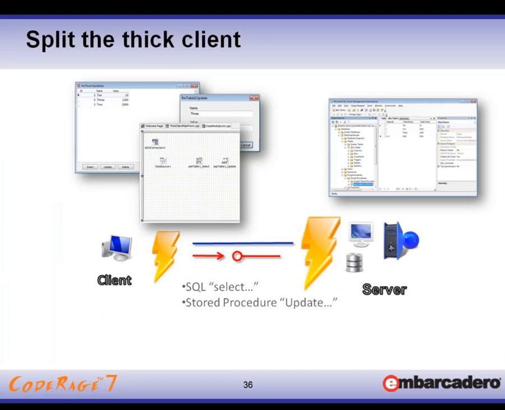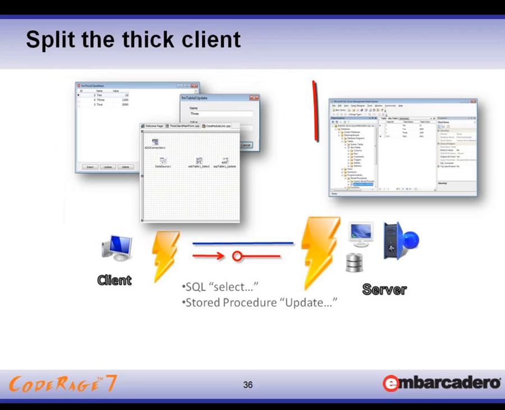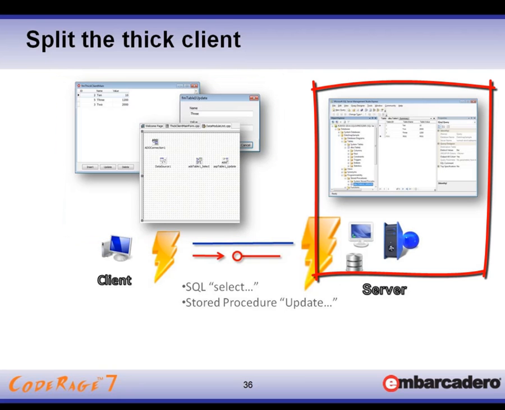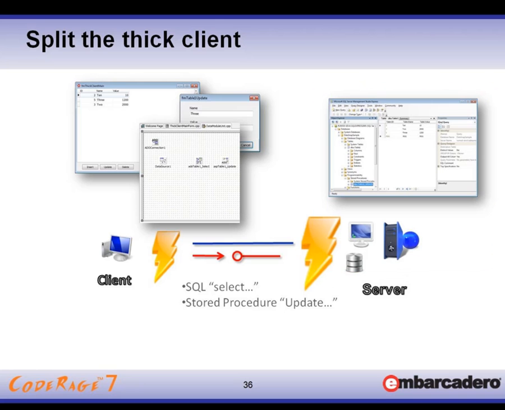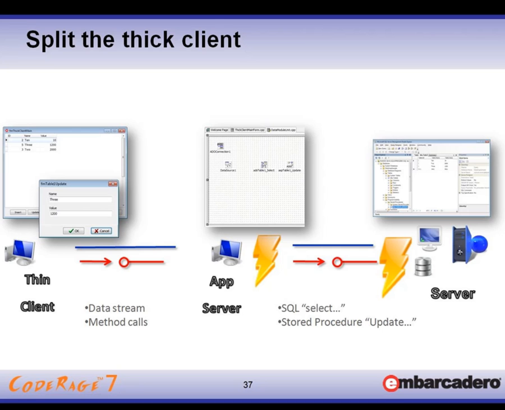In a more obvious form, it looks like the thick client contains the main form with code, the update form, and the data module. All these function against the database, which stores the data and the stored procedure. We can distinguish two types of communication between the application and the server: select for retrieving data and firing the stored procedure to update. How do we split the thick client?